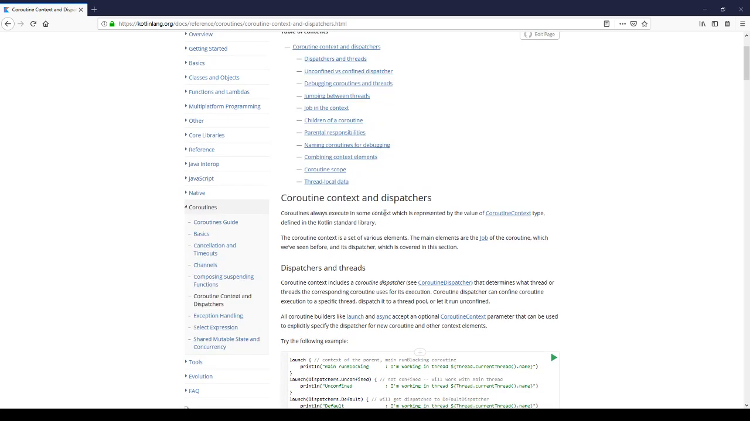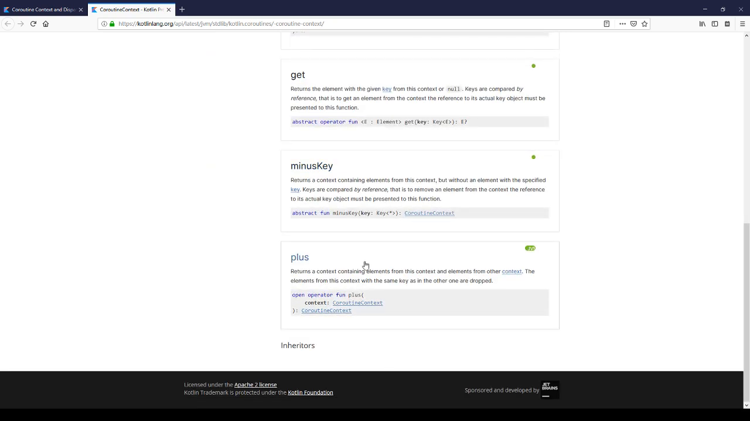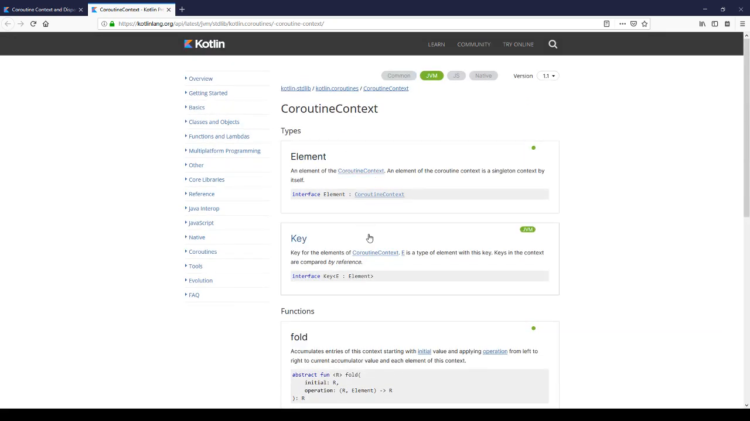Coroutines always execute in some context, which is represented by the value of CoroutineContext type, defined in the Kotlin standard library. Let's take a look at this CoroutineContext. Okay, so there is only a key and an element. Hmm. Don't quite get it yet.